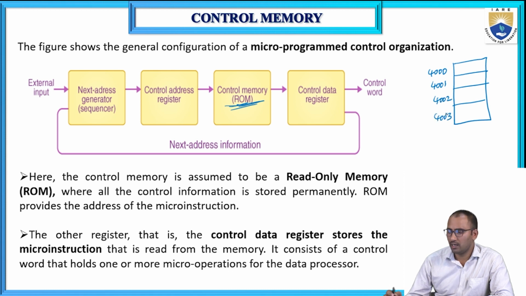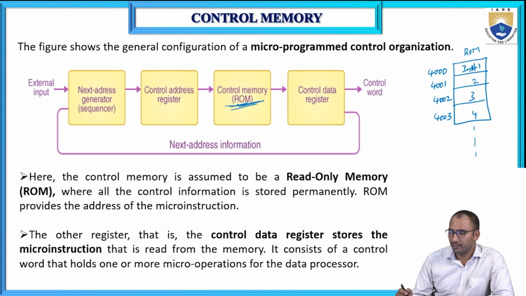Okay. So here in this memory, the ROM, we have stored a micro program. A micro program is nothing but a collection of micro instructions. So here we will store some instructions: instruction 1, 2, 3, 4, and so on. In the memory we will store the micro instructions.